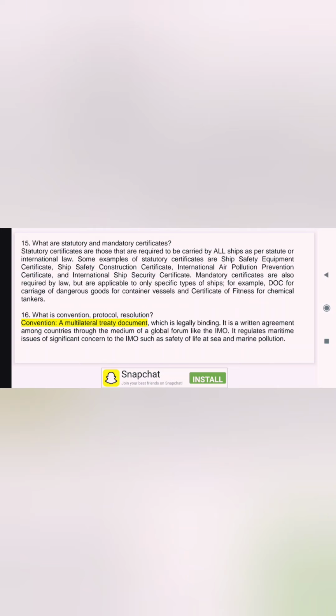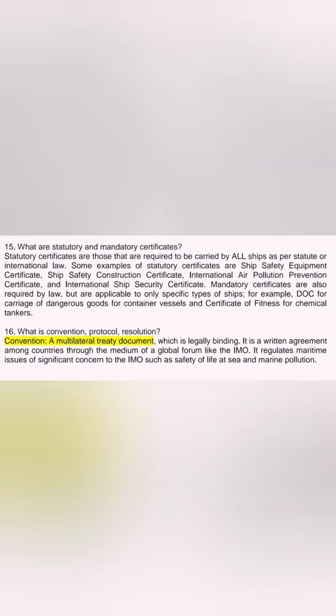Next question is, what are statutory and mandatory certificates? Statutory certificates are those which are required to be carried by all ships as per statute or international law. Some examples of statutory certificates are Ship Safety Equipment Certificate, Ship Safety Construction Certificate, International Air Pollution Prevention Certificate, International Ship Security Certificate. Mandatory certificates are also required by law but are applicable only to specific types of ships. For example, DOC for carriage of dangerous goods for container vessels and certificate of fitness for chemical tankers.